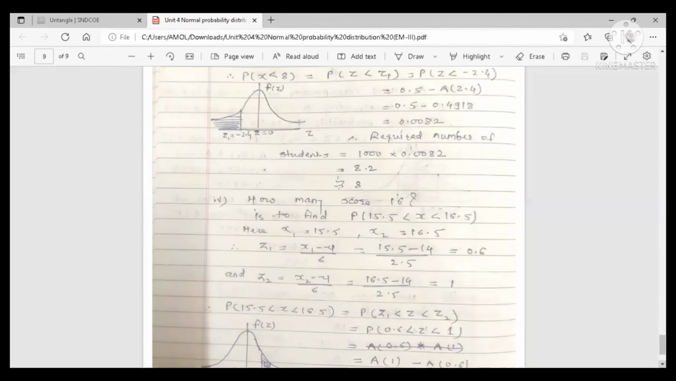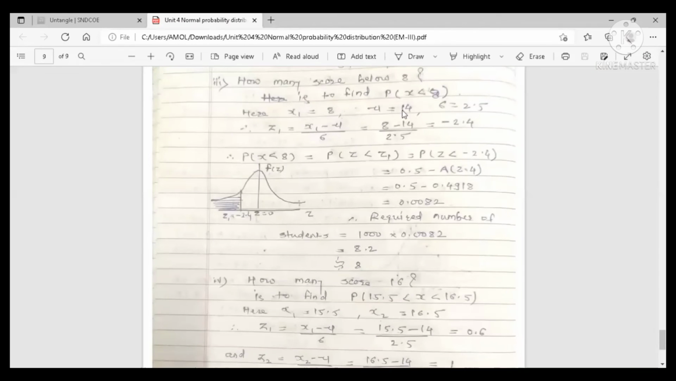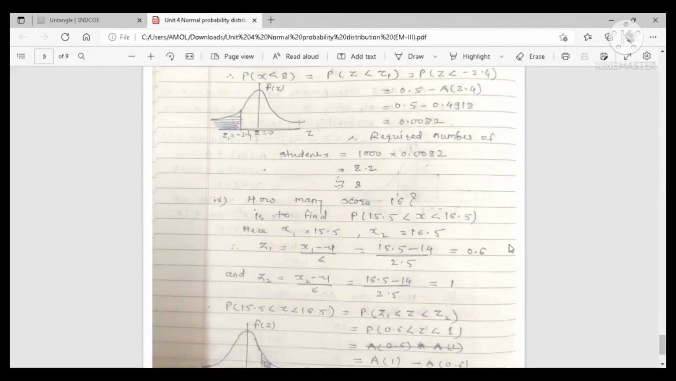So we are going to find the probability between 15.5 and 16.5. Here you assume x1 is 15.5 and x2 is 16.5. Now you convert x1, x2 in terms of z1, z2. So z1 is x1 minus mu upon sigma. Mu and sigma are the same throughout this example: 14 and 2.5 respectively. Put in the values and simplify, it is 0.6.